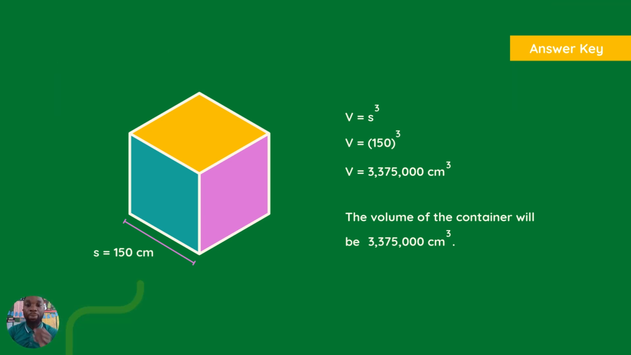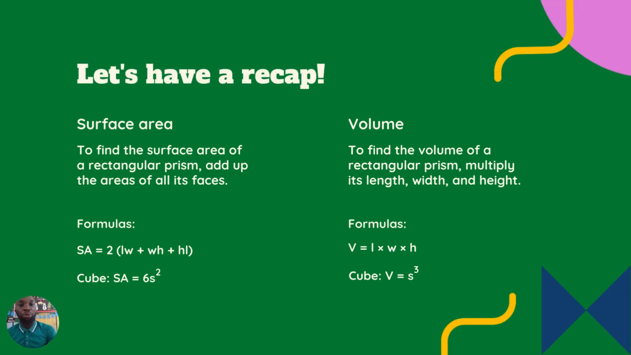So I believe you understand what I've been saying so far. So let's have a quick recap on what we have been saying so far. We talked about the surface area and the volume. So to find the surface area of the rectangle, you add up the areas of all its faces. So that is for surface area. And for the volume of a rectangular prism, you multiply the length by the width and the height. So that gives you the volume of your rectangular prism or your cube.